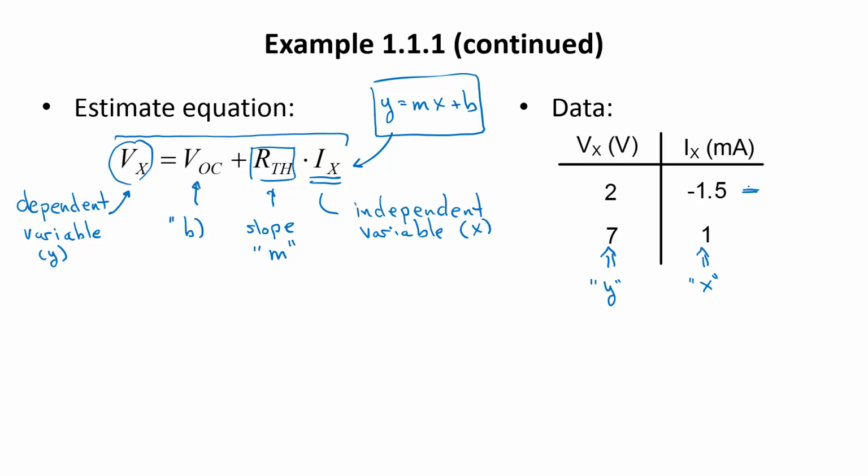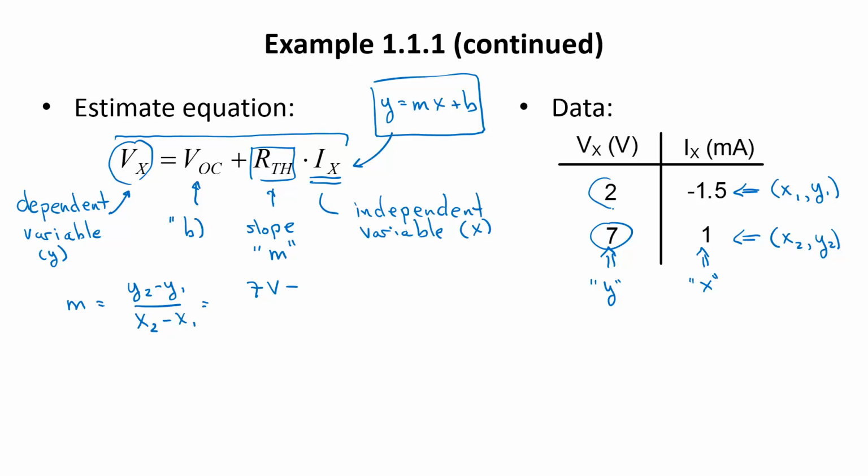I'll use this pair of data as my first data set, so it'll correspond to x1 and y1, and this set of data will be my second data pair, x2 and y2. The equation for the slope, m, can be written as y2 minus y1 over x2 minus x1. Y2 is 7 volts. Y1 is 2 volts.